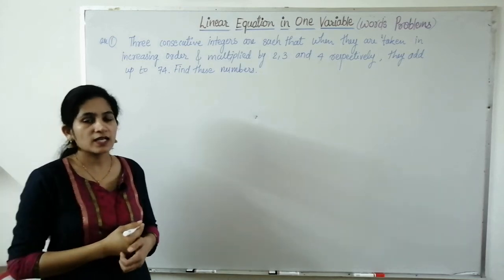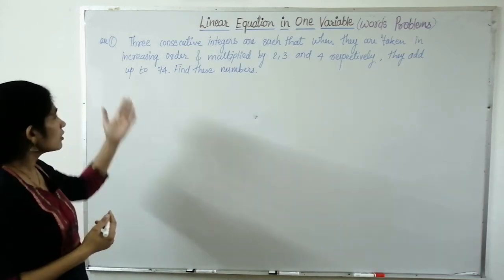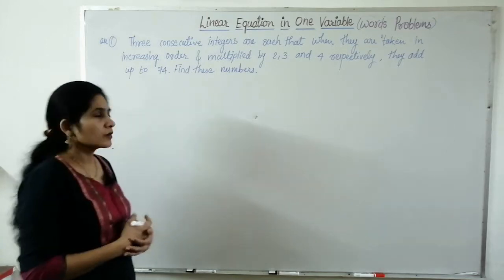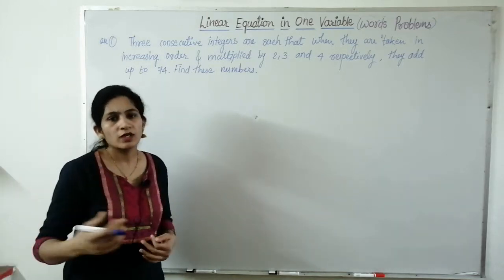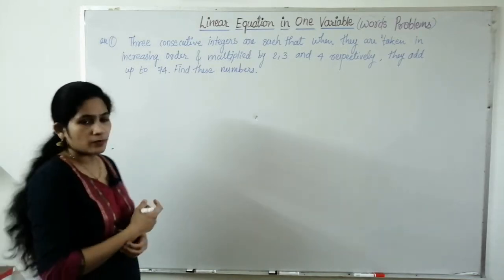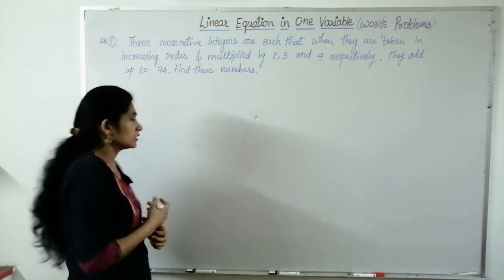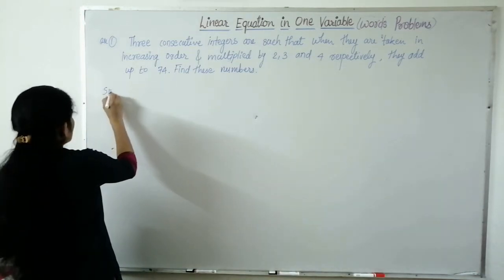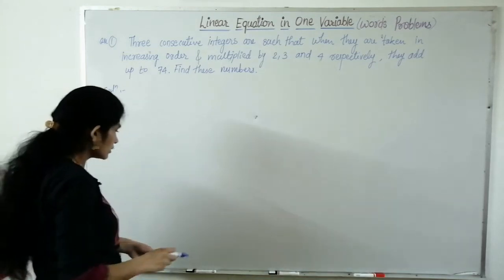Hello friends, in today's class we are going to solve word problems on consecutive integers. Consecutive numbers are numbers which follow one another. They are called consecutive numbers. The numbers which come one after the other. Okay, so let's solve this.